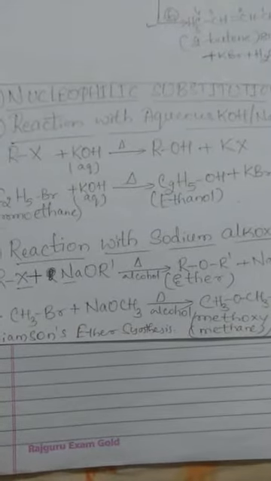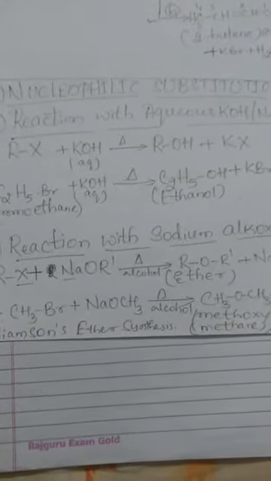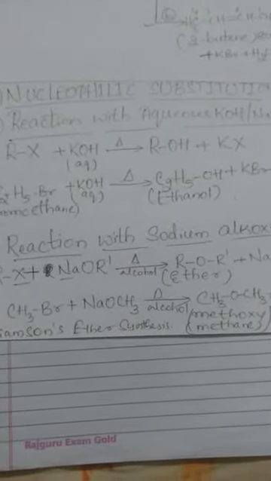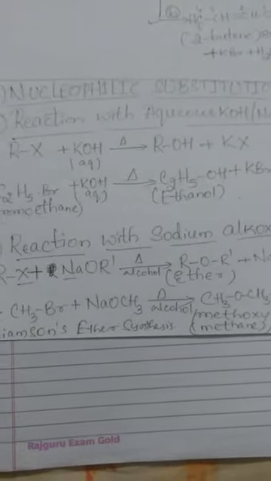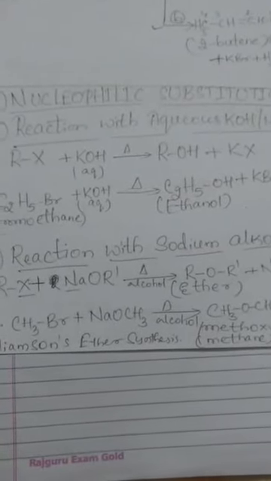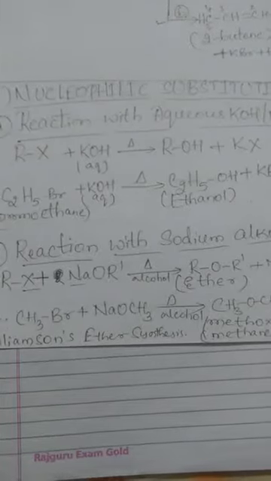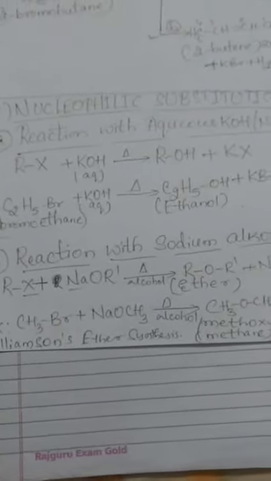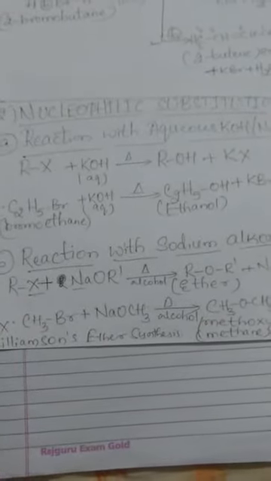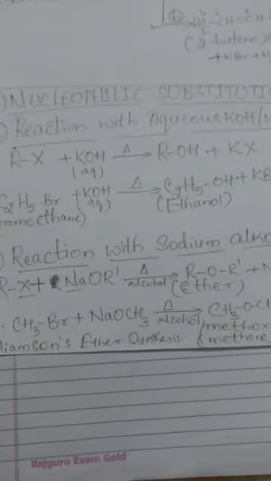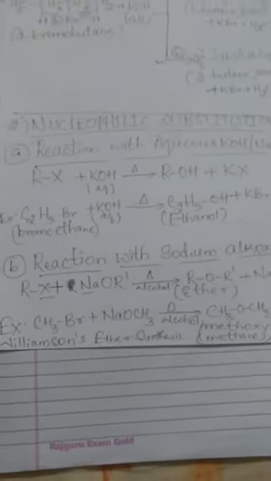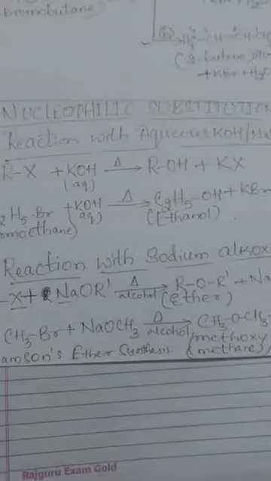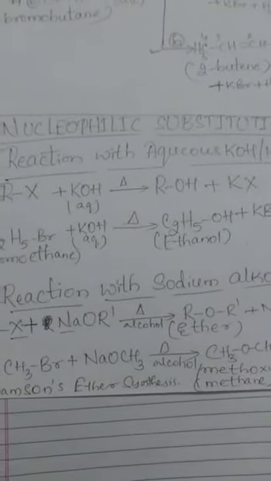Let us continue with the topic monohaloalkanes. Last class we discussed the methods of preparation of monohaloalkanes or alkyl halides, and we discussed the chemical properties. The first chemical property, that is dehydrohalogenation or elimination reaction, wherein we discussed a rule called Saytzeff's rule. Now the second set of reactions are nucleophilic substitution reactions.